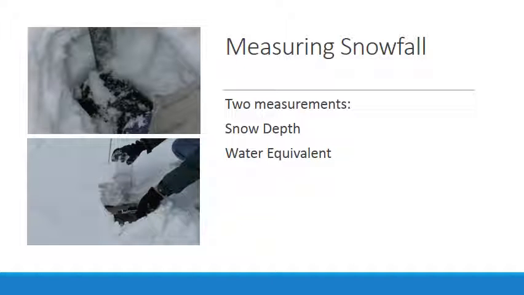When snow records are kept, two measurements are usually used: the depth of the snow and the water equivalent. One way to measure the depth of snow is using a calibrated stick, like a yardstick. And the actual measurement isn't difficult, but choosing a representative spot really can be.